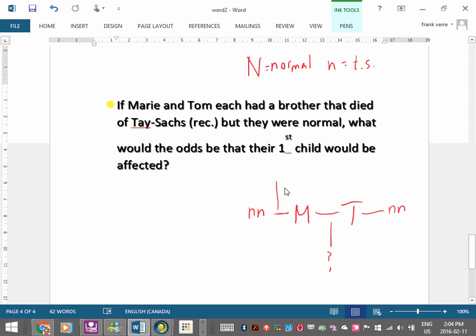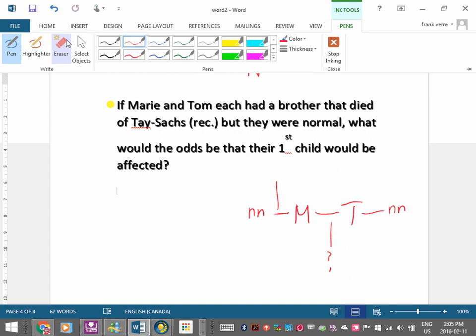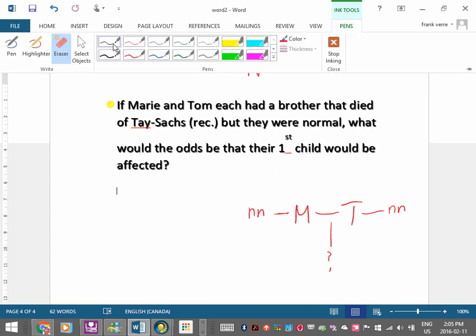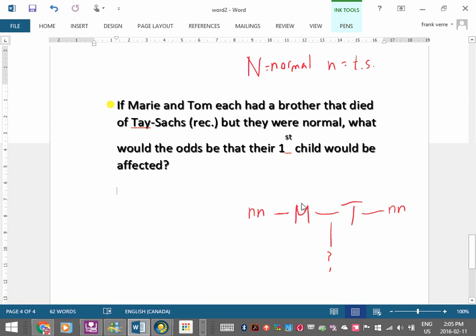Now, I'm just showing you what's called a family tree. You don't need to do this, okay? But these two have parents, right? And these two have a set of parents. In other words, Marie and her brother had to have parents that were carriers.